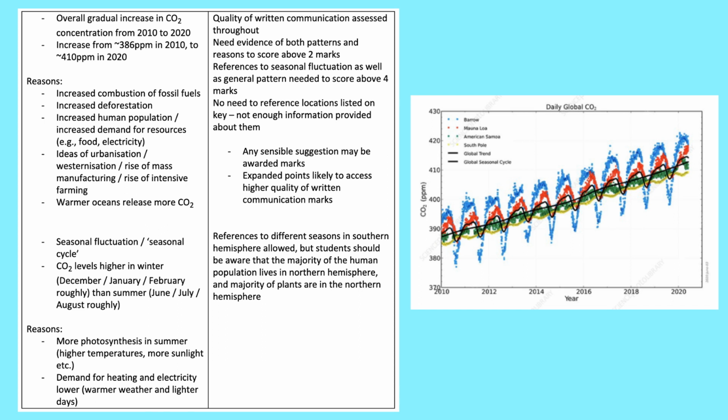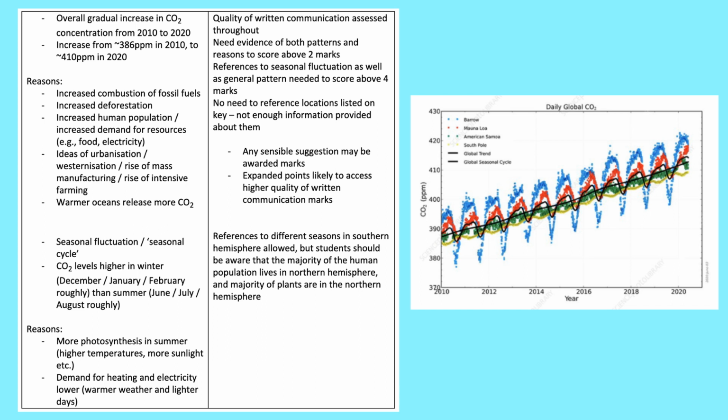The reasons for this is that there is more photosynthesis in summer. Obviously, the temperatures are warmer and there's more sunlight, so we know that both of those factors, temperature and sunlight, are limiting factors of photosynthesis. If there's more sunlight and it's warmer, then we're going to get more photosynthesis, and so plants will absorb more carbon dioxide from the atmosphere. Also, there's a lower demand for heating and electricity during the summer months. People don't need to heat their houses as much, and it's lighter days, so people don't need to turn on their lights as much.